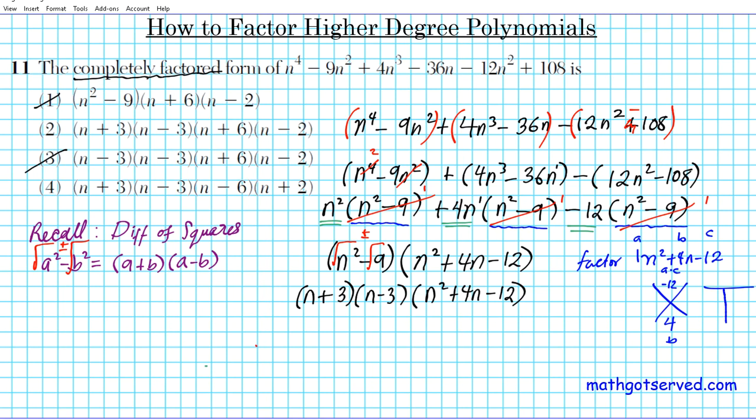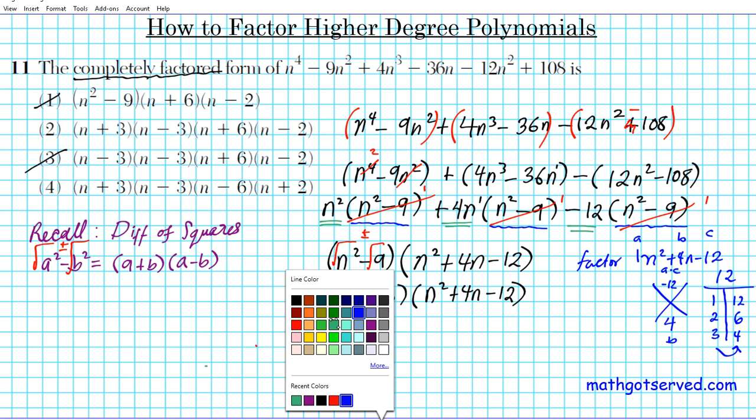Now let's write down all the pairs of integers that multiply to give you 12. So 1 times 12 gives us 12, 2 times 6 gives us 12, 3 times 4 gives us 12. We have a complete loop. Which combination do you think we can use here? The first one gives us 11 or 13, the second one gives us 8 or 4. Voila, that's the one that we want.